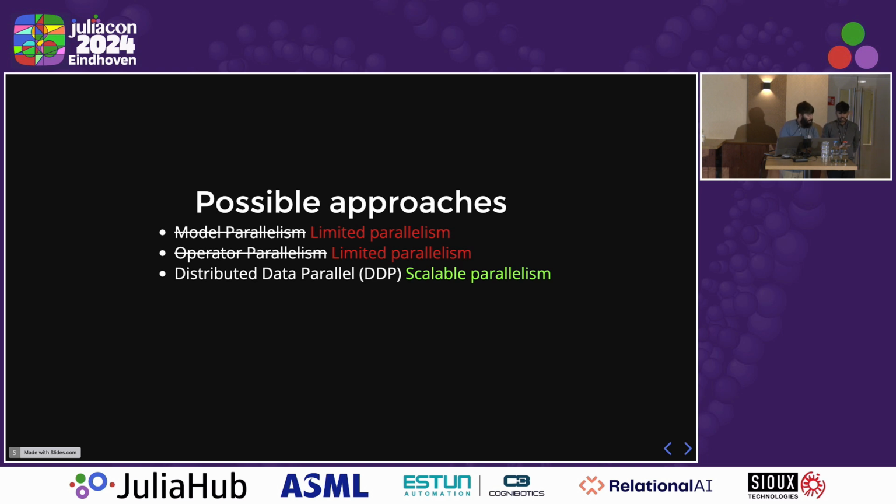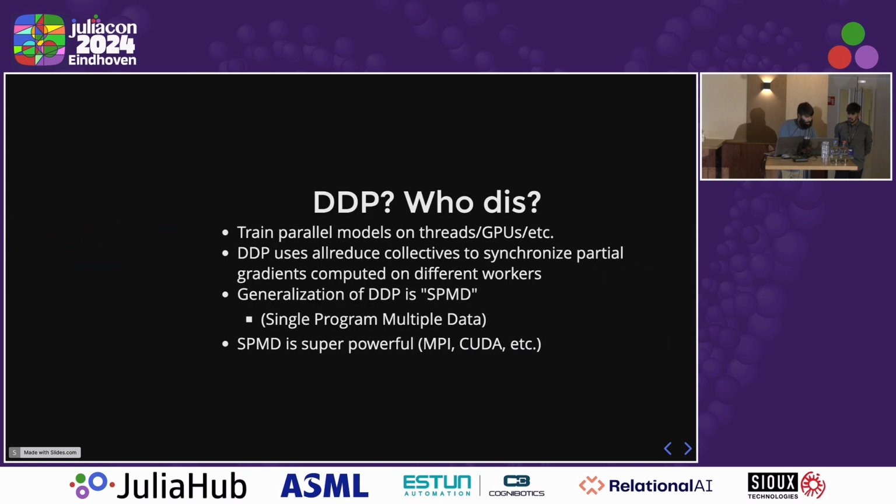Real quick, the first 2 have limited parallelism. There's not a lot of cases where you can apply model parallelism, and operator parallelism doesn't necessarily always get you that far. Both can bottleneck in quite a lot of cases. DDP, which we're going to talk about, is quite scalable.